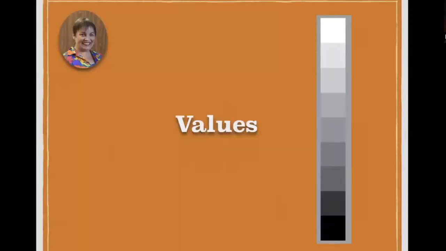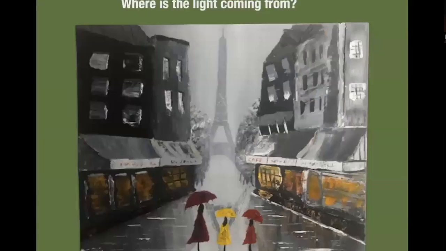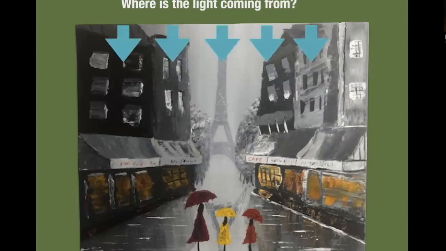So let's take a look at values. Values are lights and darks. And we want to ask, where is the light coming from in this image? That's always the first question you ask when you're addressing values in light and shadow. And it's really hard to tell where the light might be coming from. We don't have any indicators really that are telling us. But because it's a rainy day, the light has to be coming from the sky, and it's very diffused. It's not like sunlight, which would cast specific shadows. It's very diffused light.